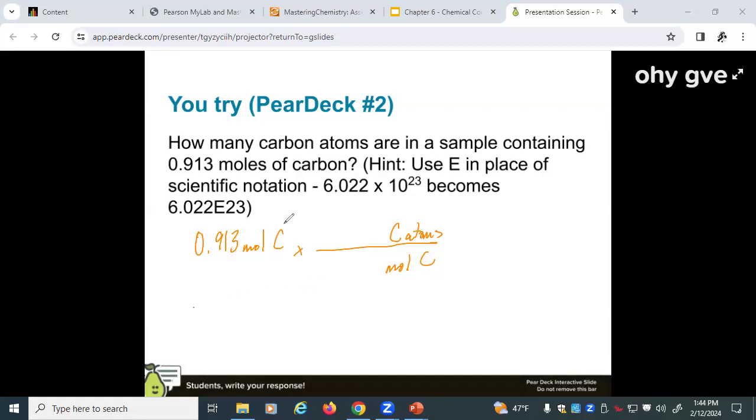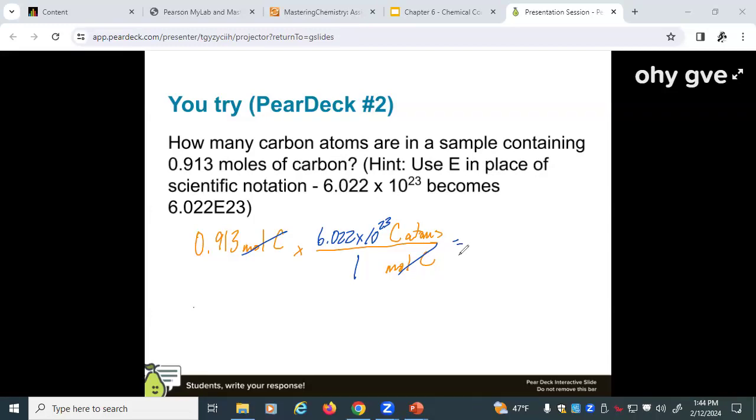All right, the conversion here. If we're using Avogadro's number, 1 mole is Avogadro's number of carbon atoms. So my moles are going to cancel out. Carbon atoms would be what is left over.